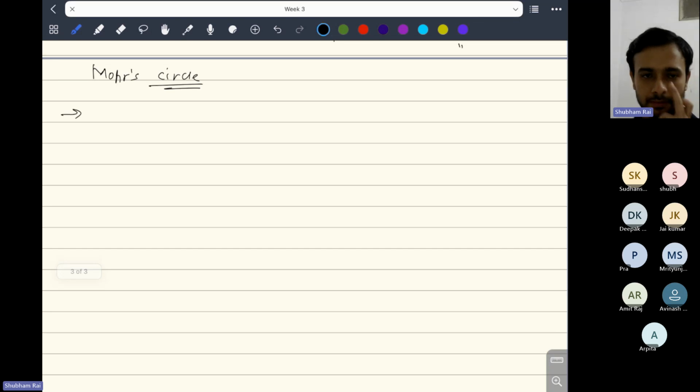Mohr circle is a graphical representation. Through Mohr circle, you can get a graphical representation of principal planes, principal stresses, maximum shear stress, and at what angle the maximum shear stress is aligned to the principal planes. All this information you can get through graphical representation.